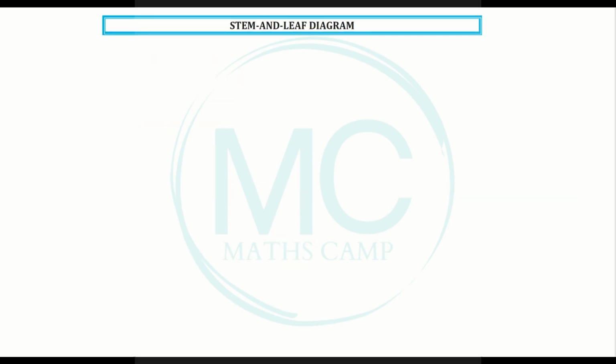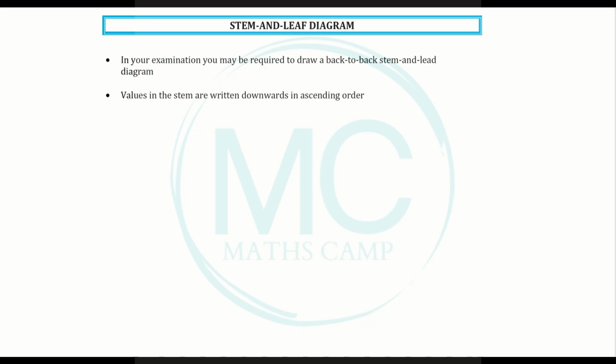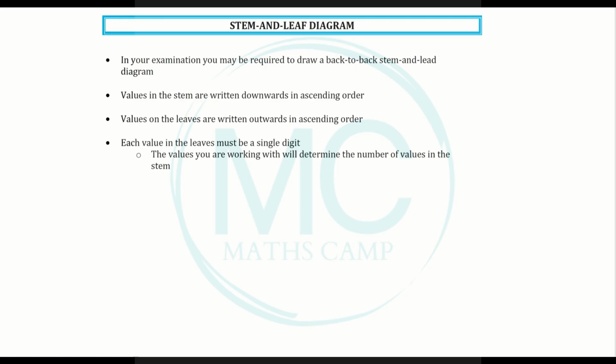Now I'd like to move on to stem and leaf diagrams. In your examination, you may be required to draw a back-to-back stem and leaf diagram. This is not in every paper, but we have seen these diagrams come up more than any other representation. Values in the stem are written downwards in ascending order. Values in the leaves are written outwards in ascending order. Each value in the leaf must be a single digit.